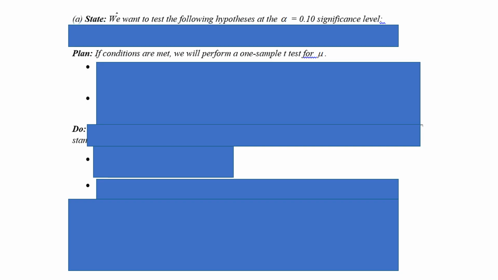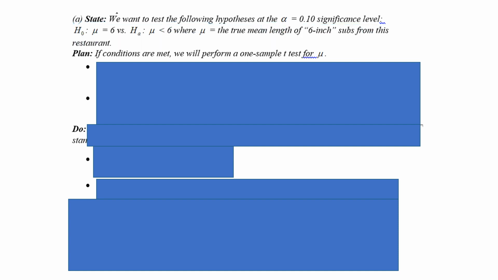State. Well, we want to test the following hypotheses at the alpha equals 0.1 significance level. Our null hypothesis is that the mean equals 6, versus our alternative hypothesis that the mean is less than 6, where mu is the true mean length of a 6-inch sub from this restaurant. Our plan. If conditions are met, we will perform a one-sample t-test for mu.